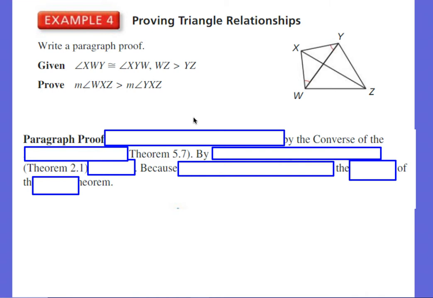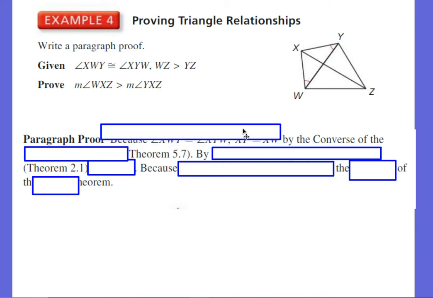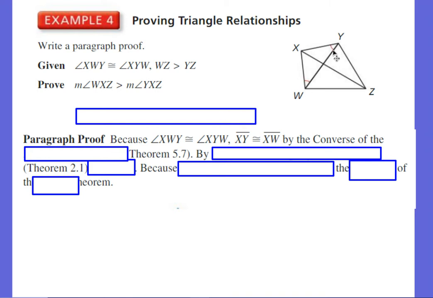So what do we know? All right, well, first and foremost, because it gives us that angle XWY is congruent to XYW, I can make the statement that XY and XW, these two right here, are going to be congruent themselves because these two are congruent angles. Congruent angles, congruent side. Now, what tells us that?